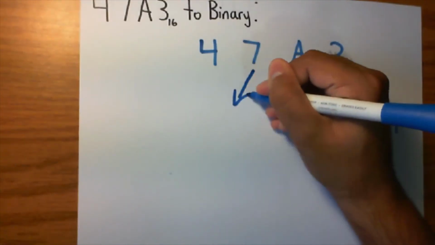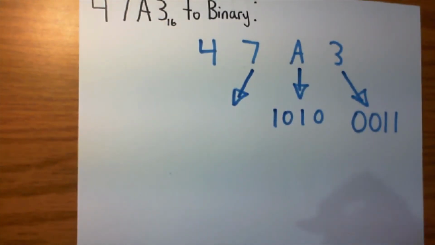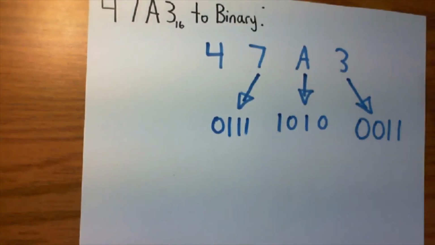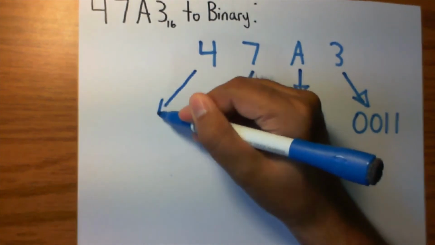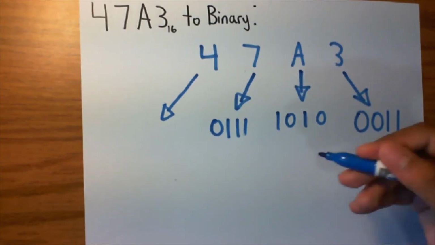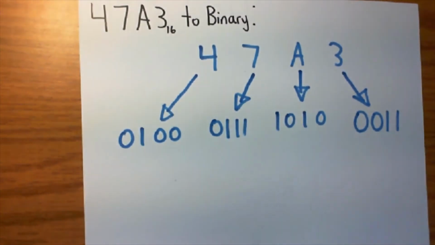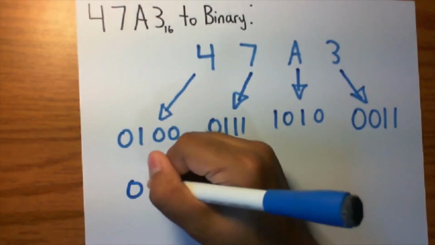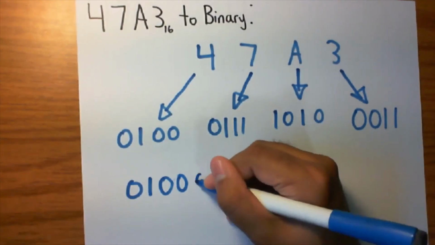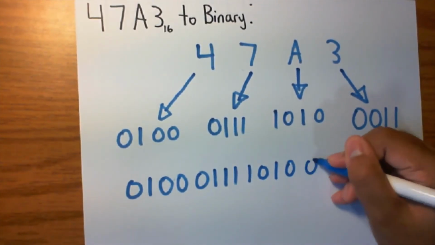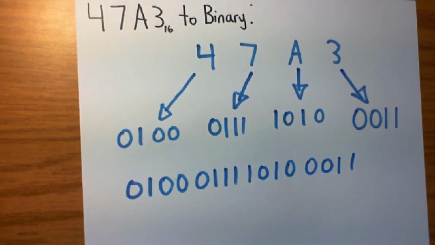Next, we have 7. Since this is the 8th place, we know that just under that is 0, 1, 1, 1. So this is 7. Then we have 4, which is also its own place. So we have 0, 1, 0, 0, because this is 2 squared, so that's 4. So now the final number is 0, 1, 0, 0, 0, 1, 1, 1, 1, 0, 1, 0, 0, 0, 1, 1.